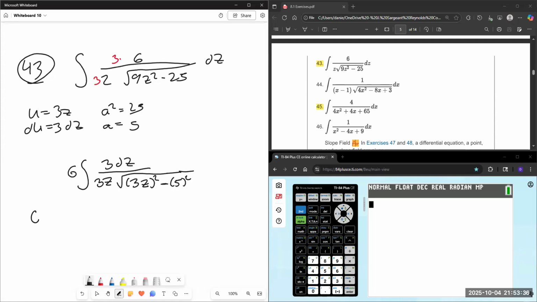So this is going to be 6 arcsecant of the absolute value of 3z over 5. And this is also over 5 out here, plus C. So 6/5 arcsecant of the absolute value of 3z over 5. Let's make sure that it's clear that that's a 5, plus C.